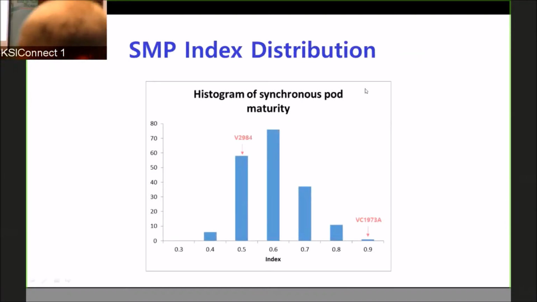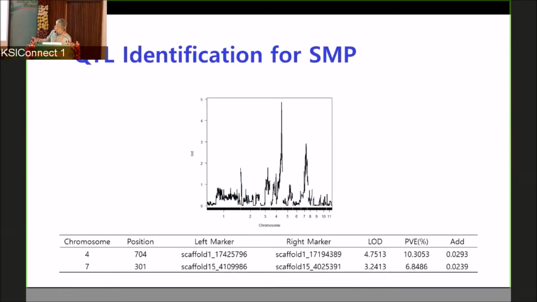So you can see a histogram of synchronous pod maturity. VC19738 was near 1, representing synchronous maturity. V2984 has non-synchronous maturity. So using this phenotypic data, we identified QTL for SNPs, and we found 2 markers, 2 genomic regions which are involved in pod maturity.